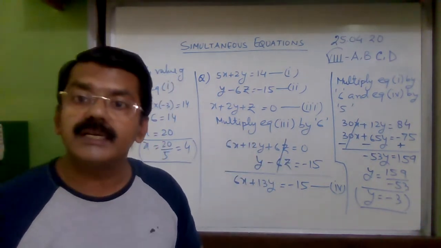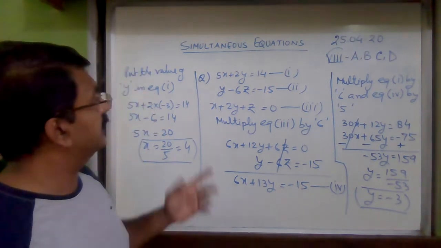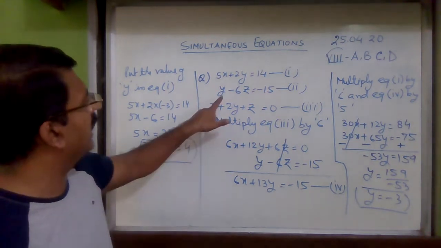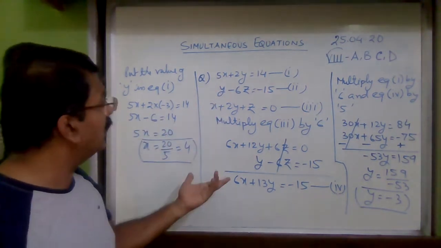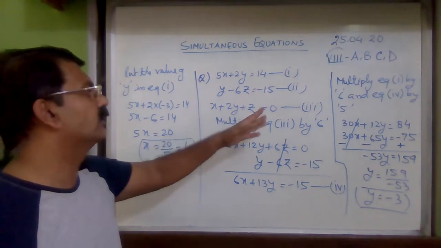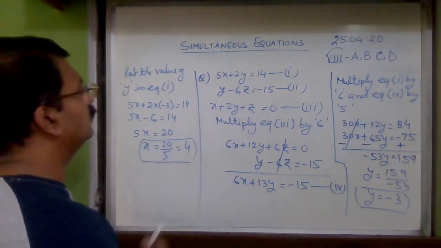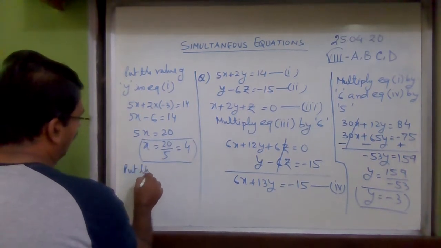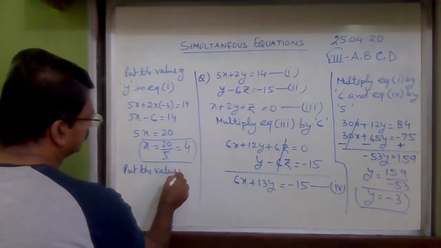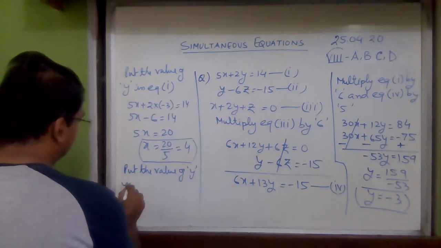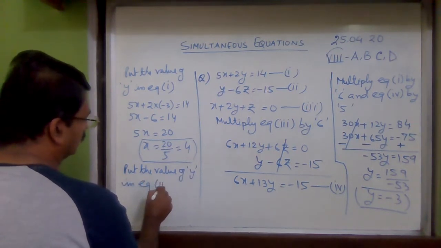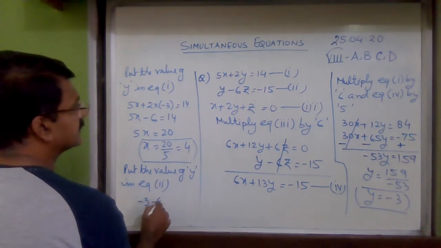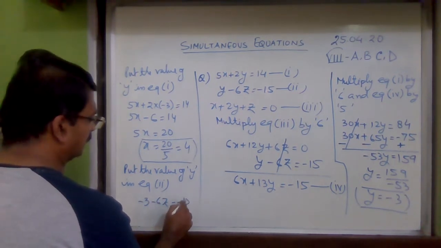But the work is still not done because we have to find the value of z. So to find the value of z, you put the value of y in equation 2. Or you put the value of x and y in equation number 3. So what we do, we will put the value of y in equation 2. Put the value of y in equation 2. So it is minus 3 minus 6z is equal to minus 15.